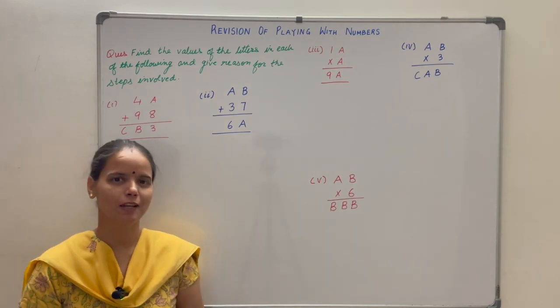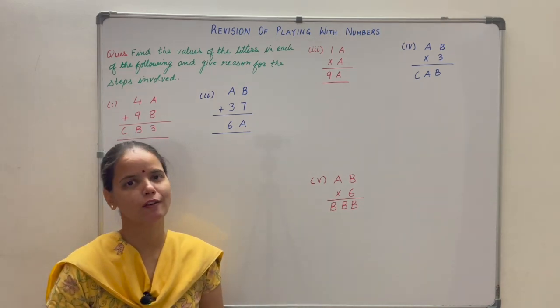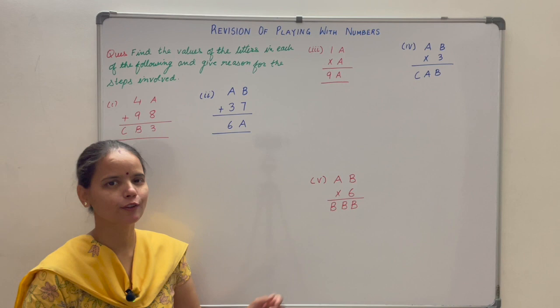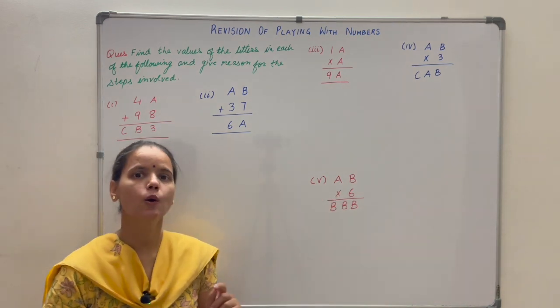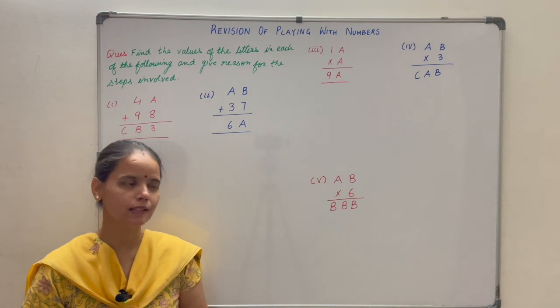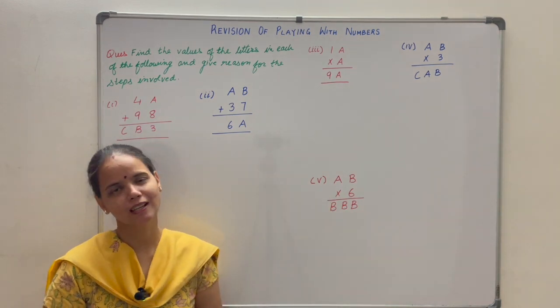Revision of playing with numbers. There are two rules which we have to follow while solving each of these puzzles. The first rule is each letter represents one digit. The second rule is the first letter cannot be 0.